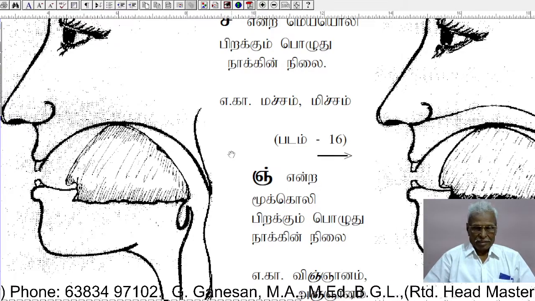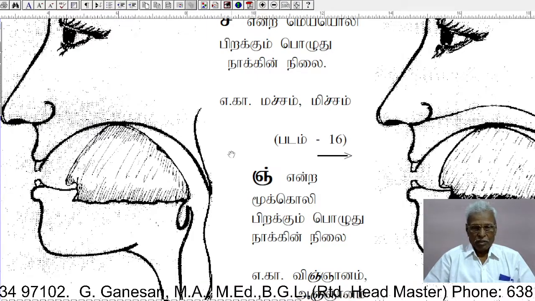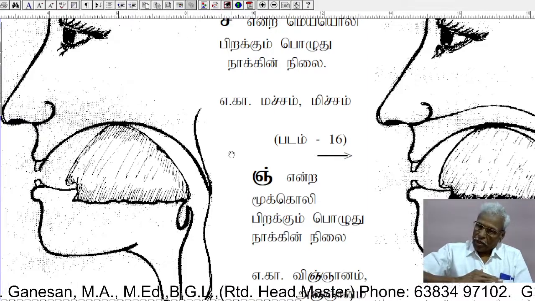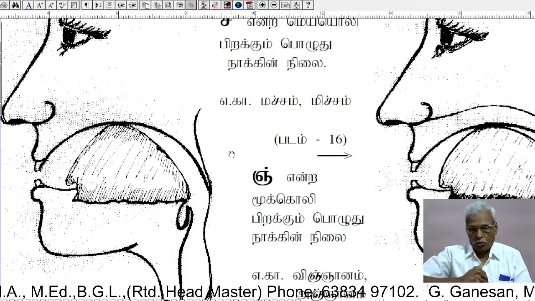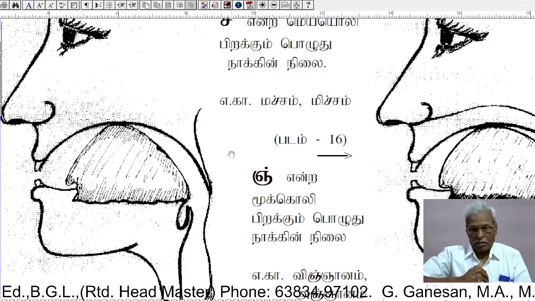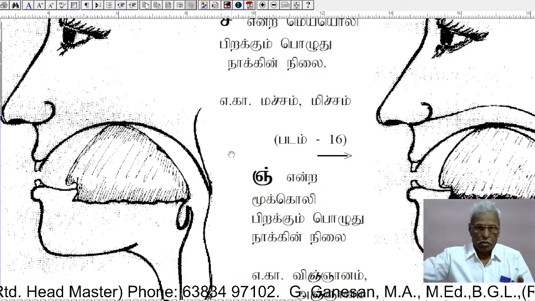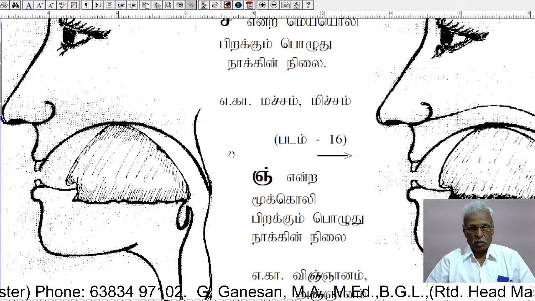Thus we can define: the phoneme ing is produced by raising the center of the tongue towards the center of the roof and making a tight contact and sending out the blocked air through the nose. So it is called a nasal.